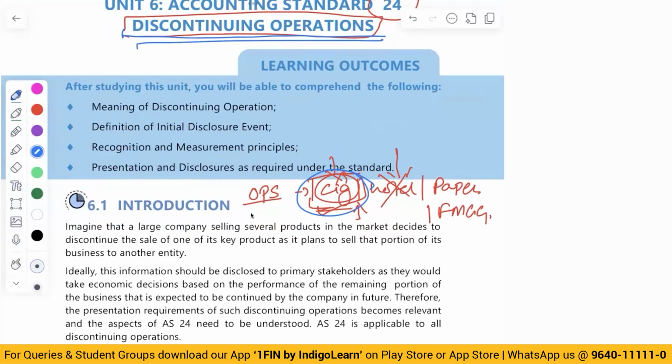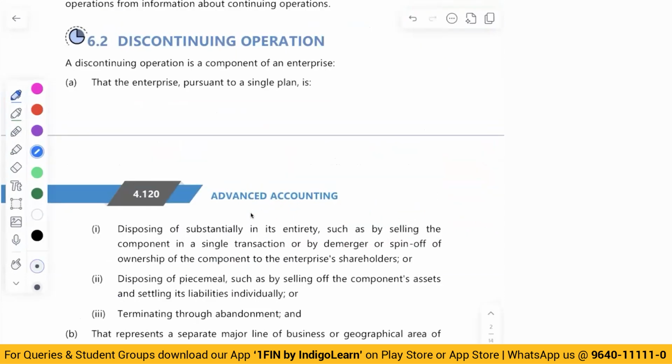Now in this standard, the things that you have to understand or remember are, number one, what is a discontinuing operation? You need to learn the definition. Then which is the initial disclosure event? Then what happens subsequently when we present the financial statements, and what do we present in the financial statements as far as the discontinuing operation is concerned. Discontinuing operation is a component of an enterprise. Now this component could be a branch, it could be a division, it could be a subsidiary. It is a component of an enterprise.